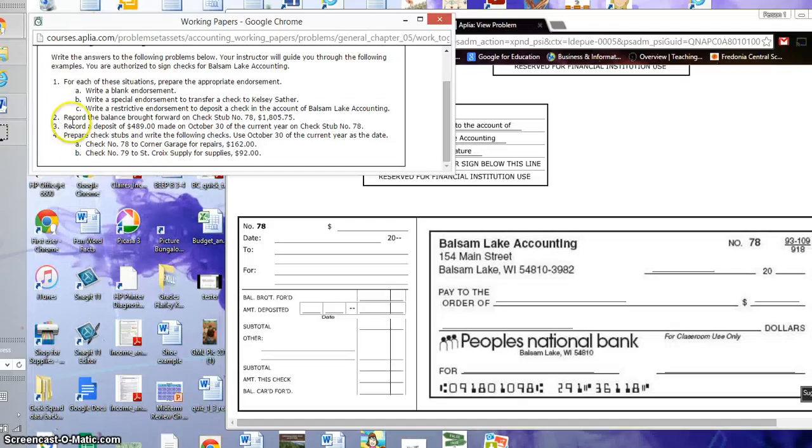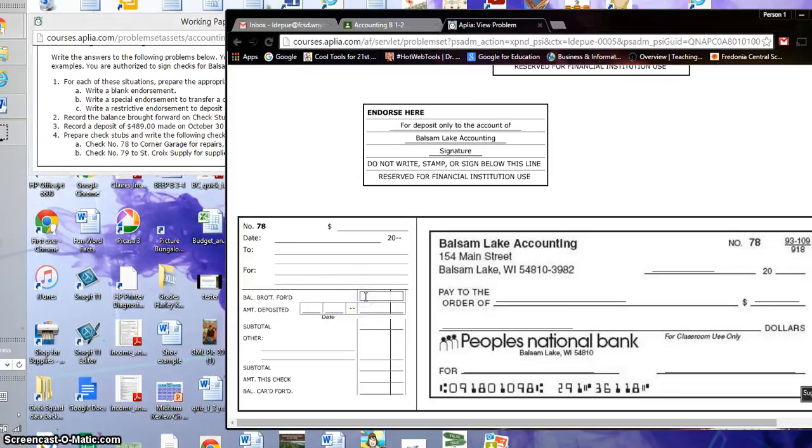Alright, our second instruction says to record the balance brought forward on check stub number 78 for $1805.75. So here's check number 78, and here's our balance brought forward line. So we're going to just write that amount right here on that line, which was the $1805.75.